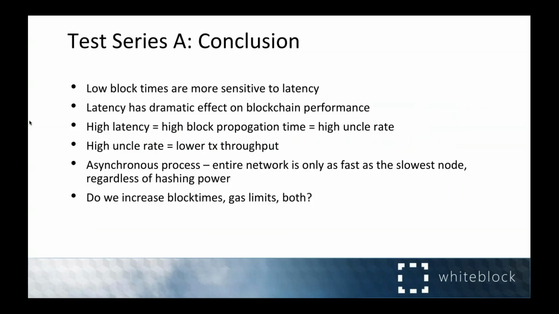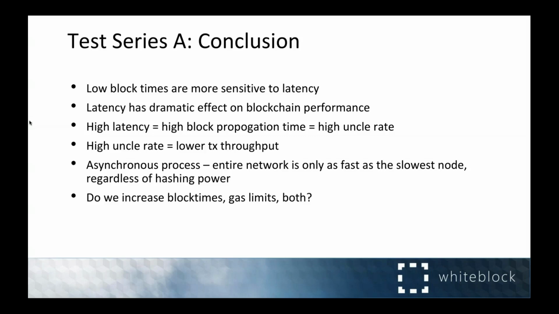So test series A, our conclusion was low block times are more sensitive to latency. Latency has a dramatic effect on blockchain performance. High latency is a high block propagation time, which is a high uncle rate. The high uncle rate equals lower transaction throughput.